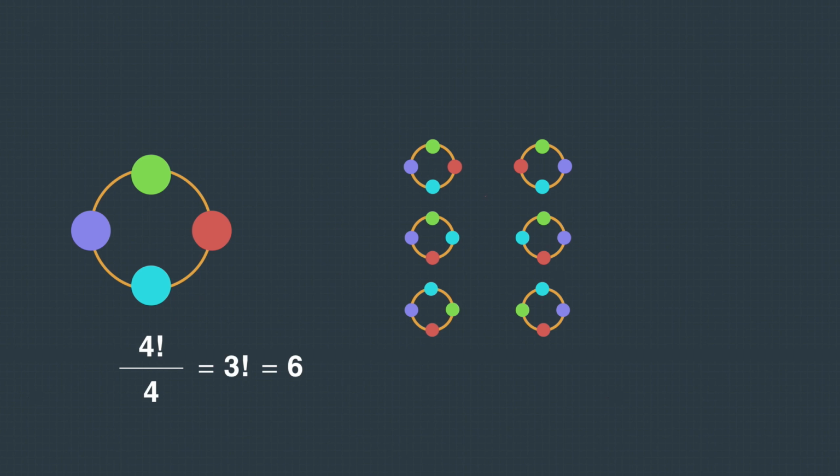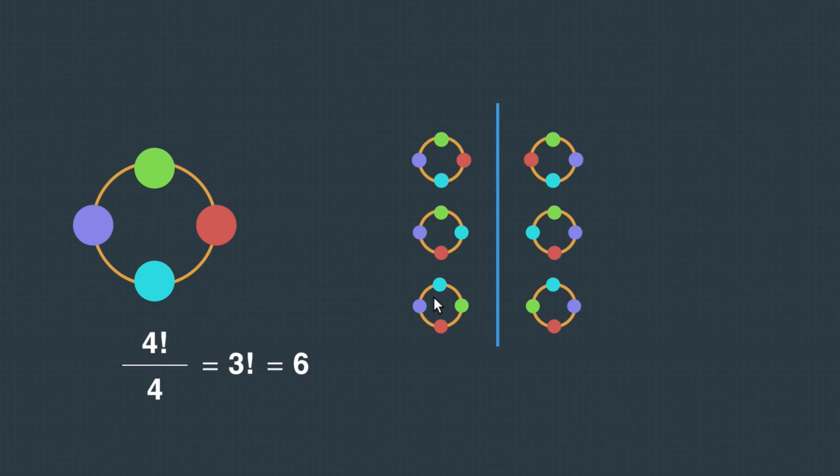Here we have one important thing to note. We have seen that for 4 objects, we have 6 possible circular permutations. And if you carefully observe, half of the arrangements are exactly the mirror images of the other. If you look at the first one, we have green, red, blue, and violet in clockwise. Here it is green, violet, blue, and red, which is the anti-clockwise of the same thing.